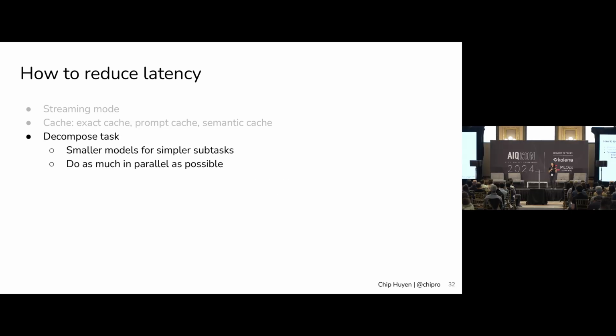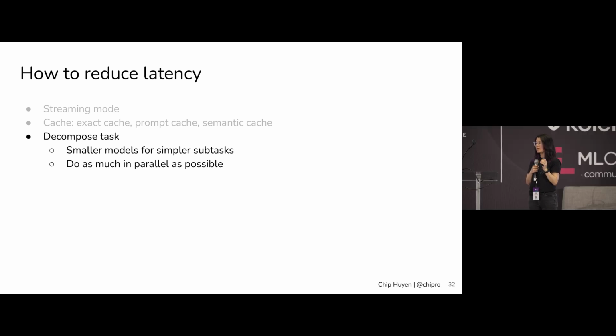Another way is to try to decompose a task into smaller tasks. The idea is that you can try to do as many subtasks in parallel as possible. So for example, say you have a task: rewrite this essay into 3 difficulty levels. One for a first grader, one for an 8th grader, one for a college student. Then you can do all 3 of these tasks at the same time.